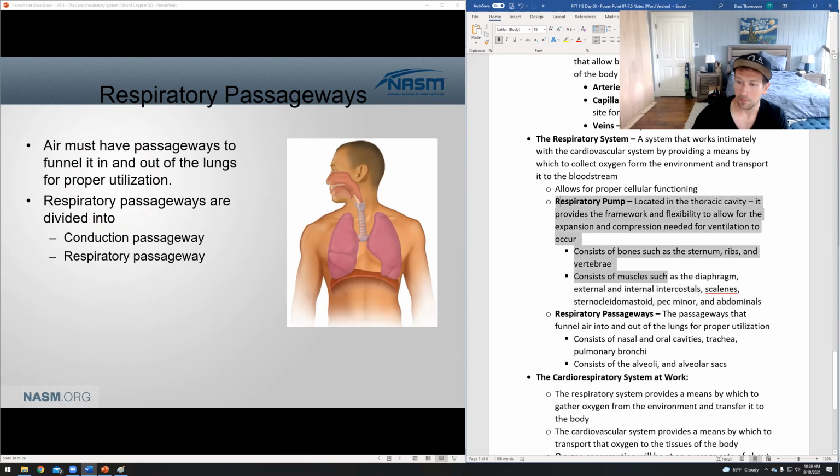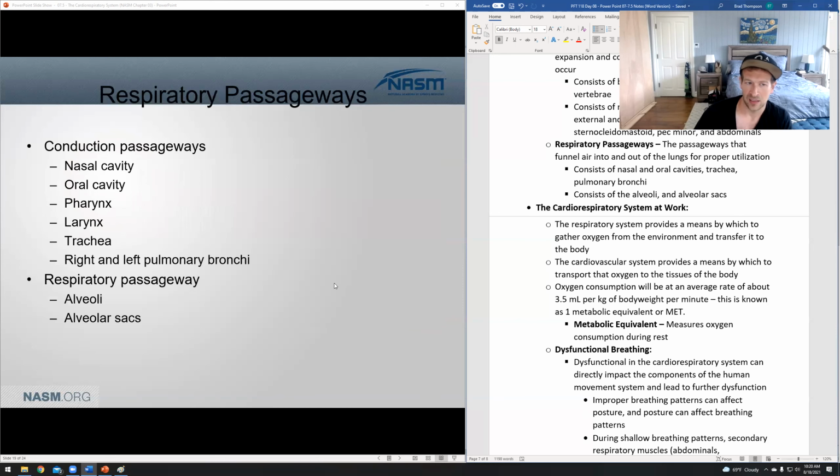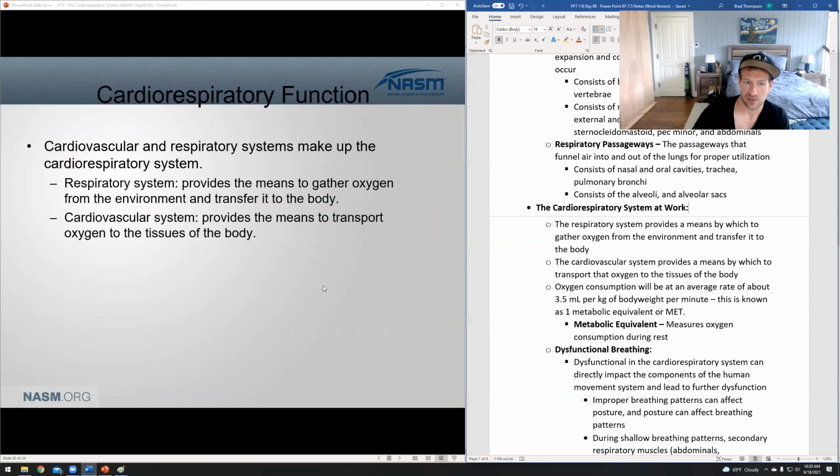So that's your respiratory pump. And then we've also got our respiratory passageways. These are the passageways that funnel air into and out of the lungs. So you've got your nose and your oral cavities. They're basically the first areas where air is going to travel in, and then it's going to travel down your trachea, and then that will branch into your bronchi. And then the bronchi are going to branch into bronchioles, and then all of those are going to end in the ending section, which is going to be your alveoli and alveolar sacs. Those little popcorn shaped sacs that, like I said, are covered in blood vessels.